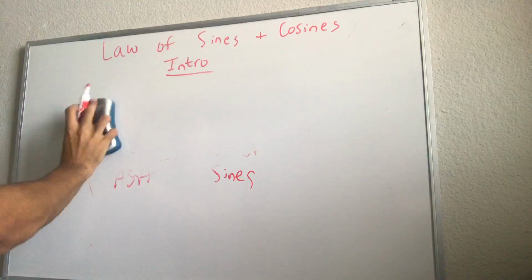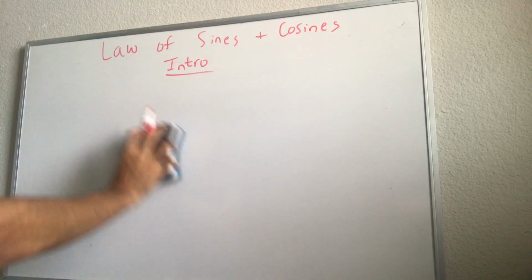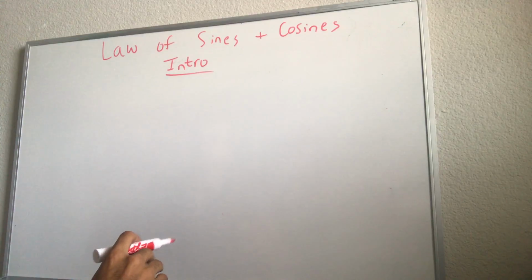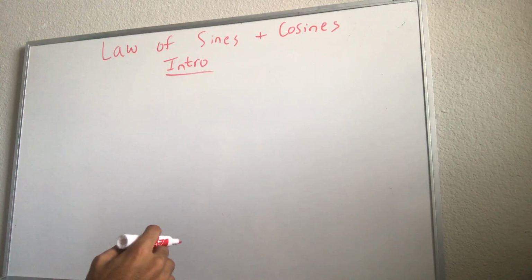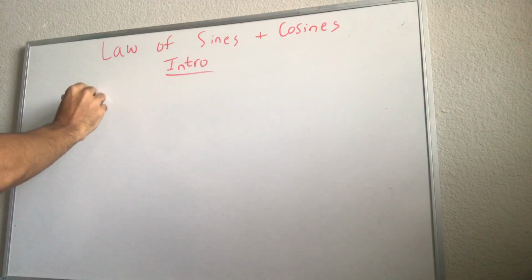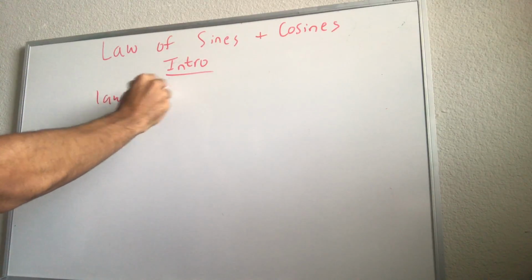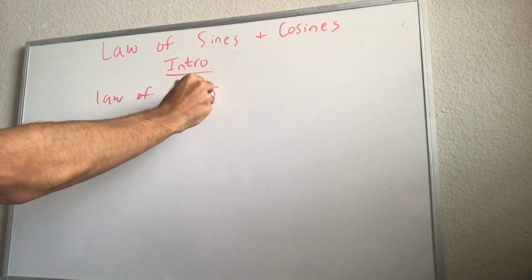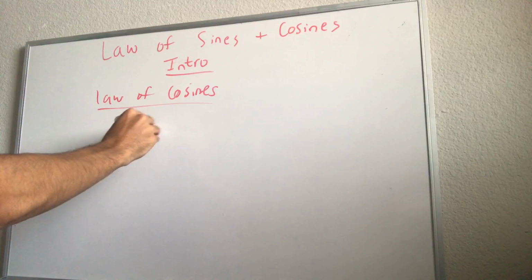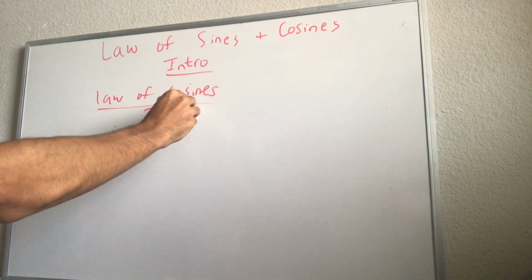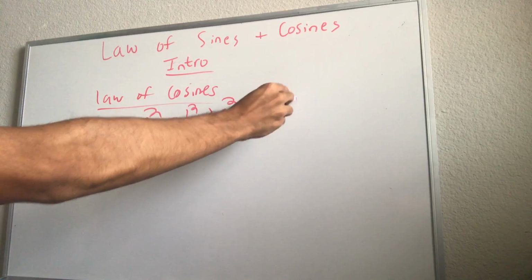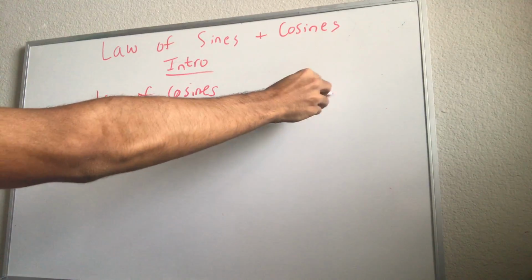Here are the formulas. I will just be stating them here, and we will be utilizing them in a later lesson where I go over some specific problems. So the law of cosines, here it is. It states that a squared is equal to b squared plus c squared minus 2bc cosine of A.